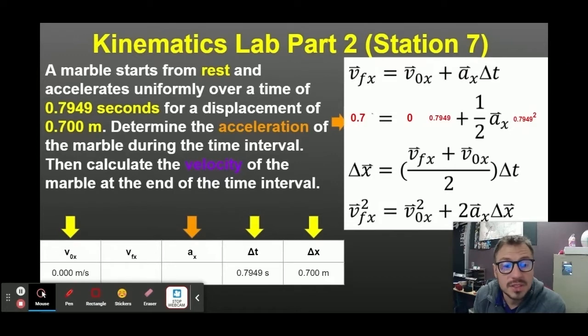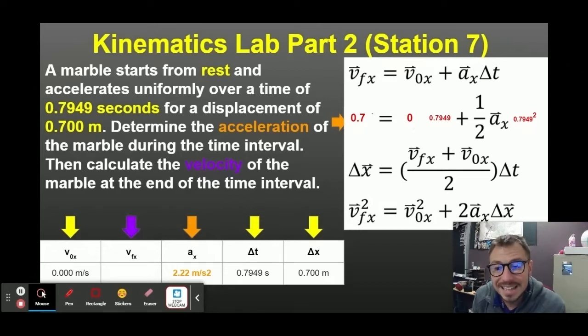I just plug in everything that I know. Since the initial velocity is 0, I don't have to worry about that term. That term is 0, but just solve for the unknown, which happens to be the acceleration. And when you plug all these numbers in, this is what the acceleration is, 2.22 meters per second squared.